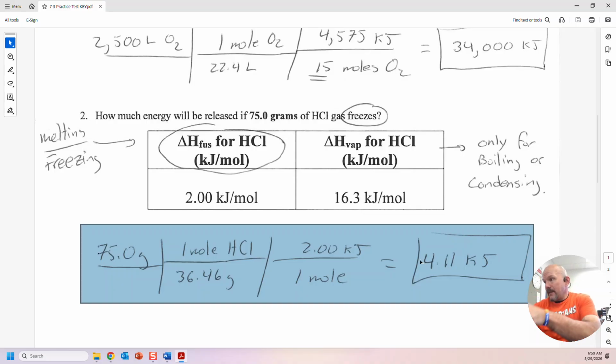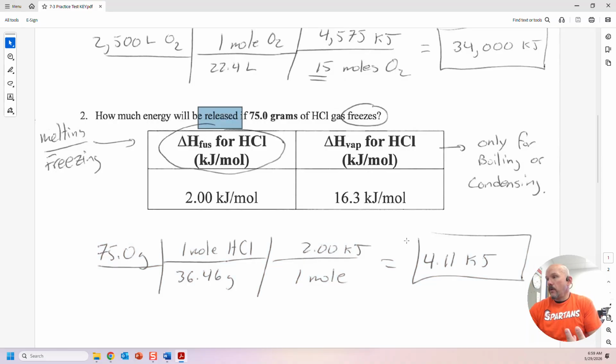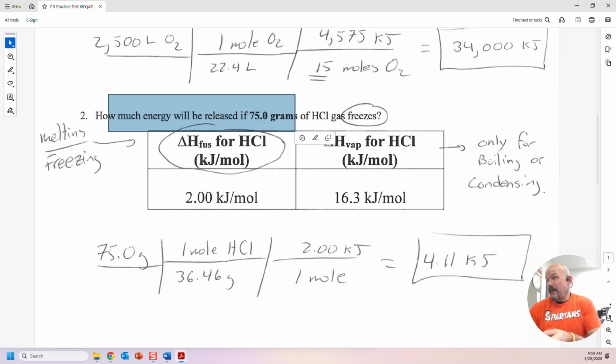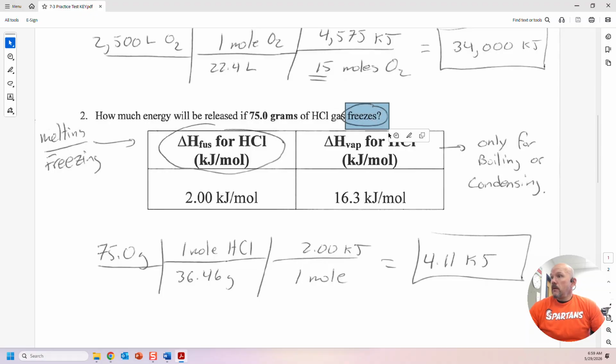Okay. Now, we don't need the negative sign for this answer because the question was how much energy is released, and we're reporting the amount, right? If it said what's the energy change instead, that's when you would have to make that negative to show it's energy lost by the HCl sample to the environment, not absorbed by the HCl sample. That would be if it was melting, okay? Now, if we change this to condenses, then the only thing that changes is we're putting this value here. It's still the same idea, but this is for boiling, vaporizing, or condensing, and this is for melting, freezing, okay?